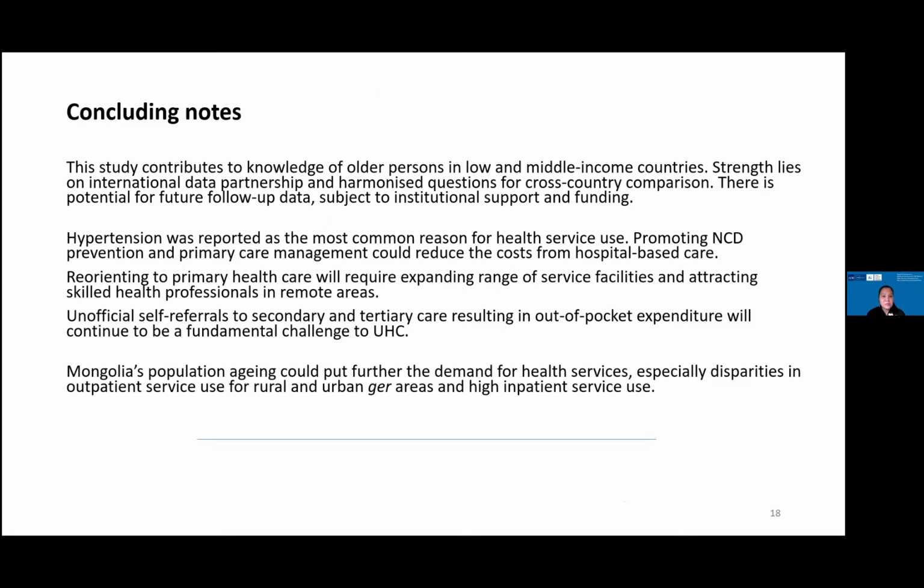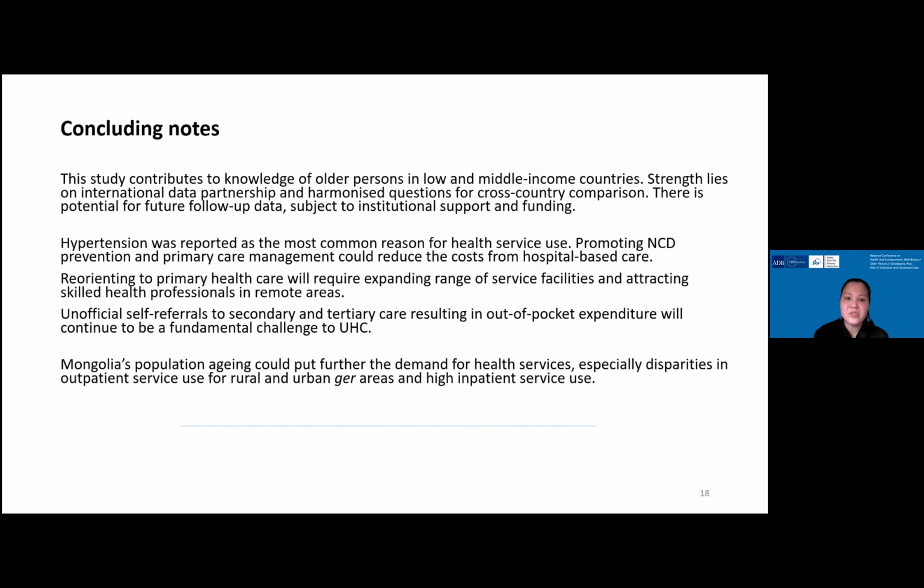Hypertension, as mentioned here, is one of the most common reasons for health service use. So promoting non-communicable disease prevention and primary care could reduce the cost of hospital-based care. Reorienting health care, though, does need to expand the services and also be able to attract skilled care professionals in remote areas.